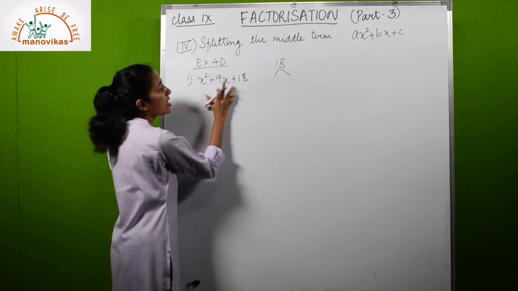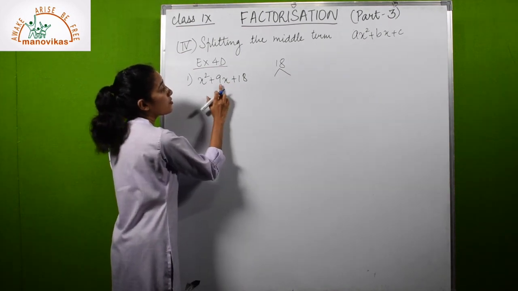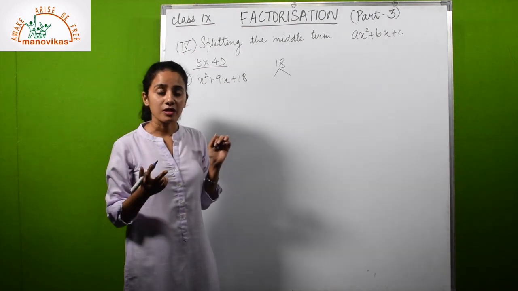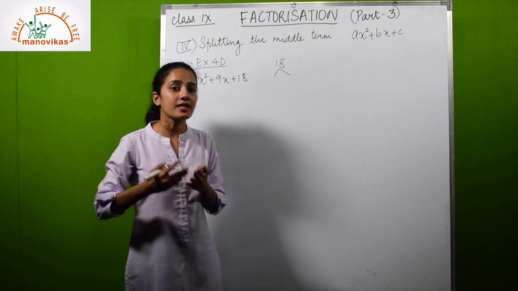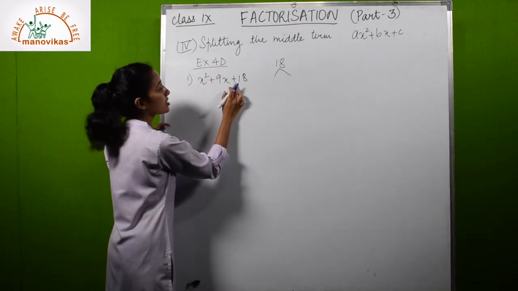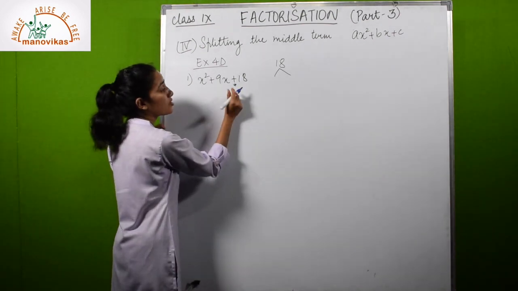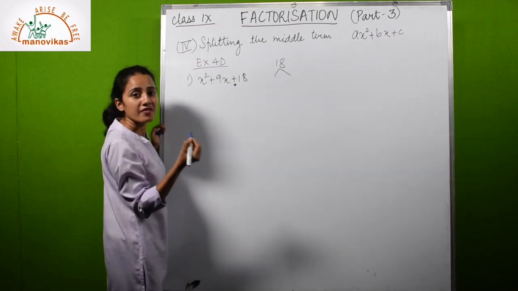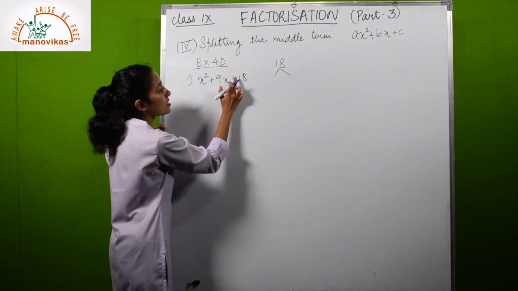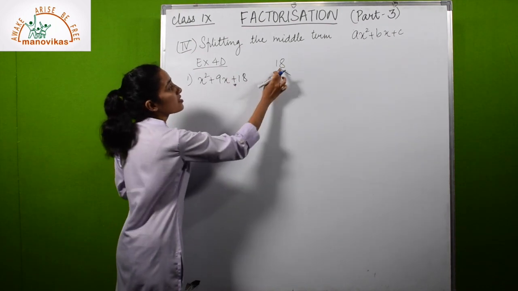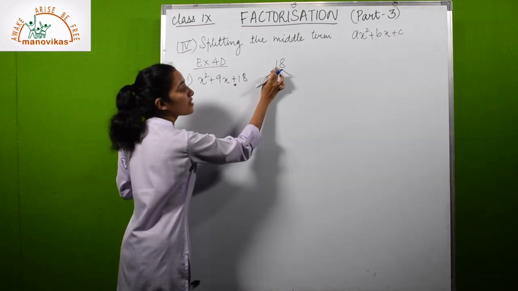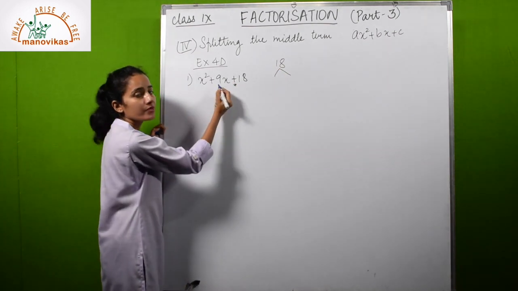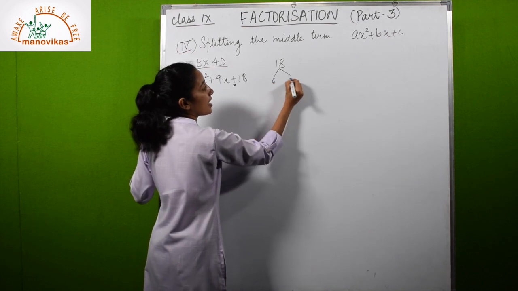Now note that there are two signs here. We have to split this number and write it as a sum or difference. How do we know whether we have to write it as a sum or difference? We look at these two signs. The second sign tells us whether we have to add or subtract the factors. Since here the sign is positive, we have to find the factors of 18 such that when you add them, I get 9. So the factors are 6 and 3.